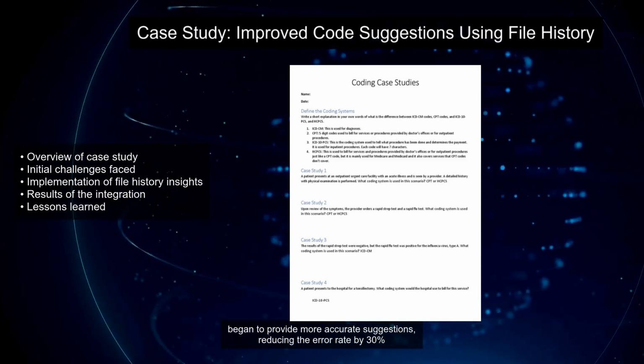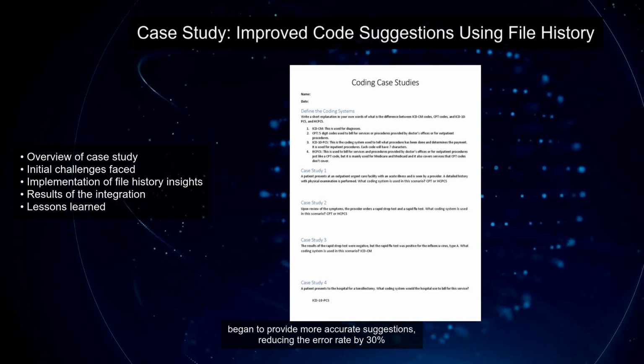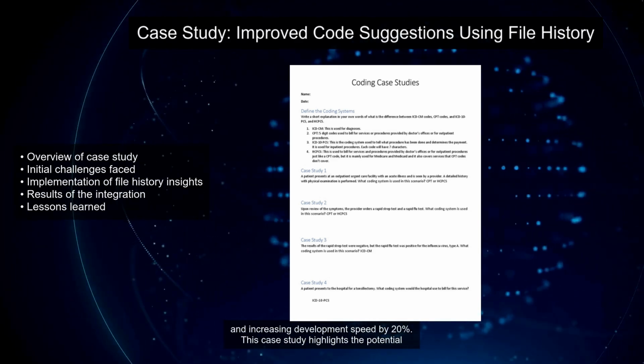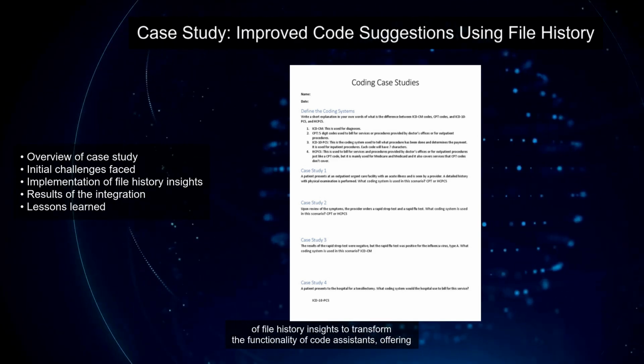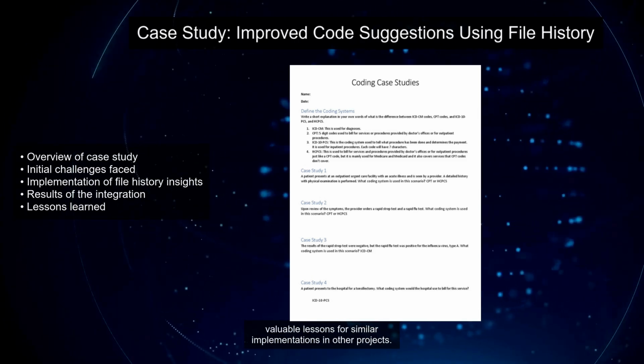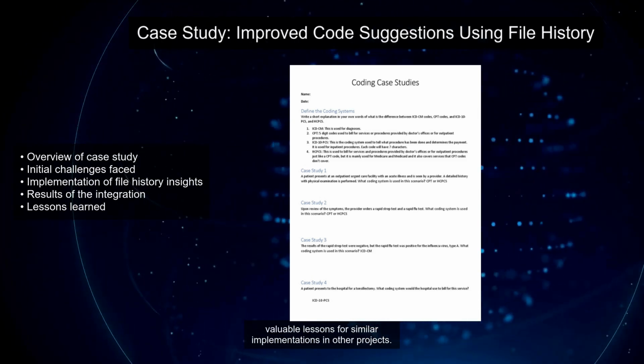The code assistant began to provide more accurate suggestions, reducing the error rate by 30% and increasing development speed by 20%. This case study highlights the potential of file history insights to transform the functionality of code assistance, offering valuable lessons for similar implementations in other projects.